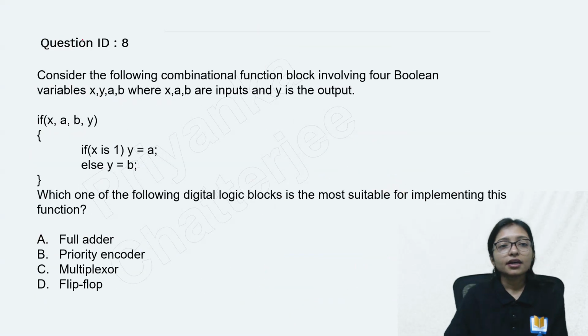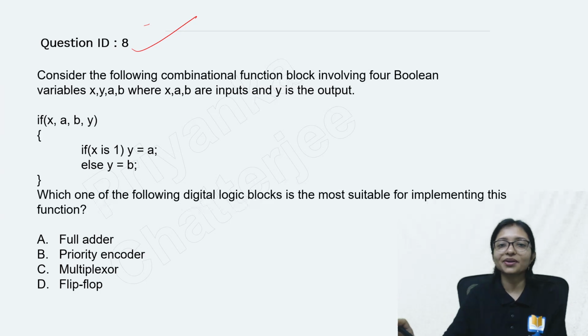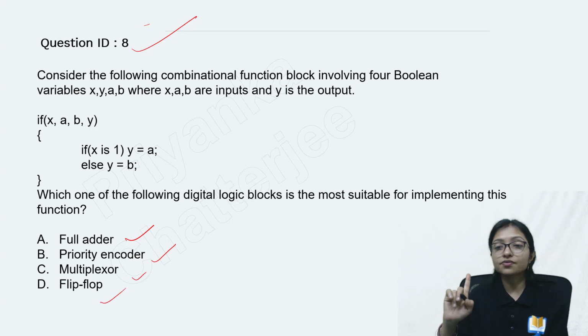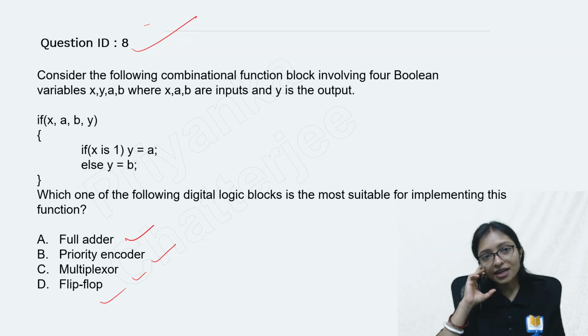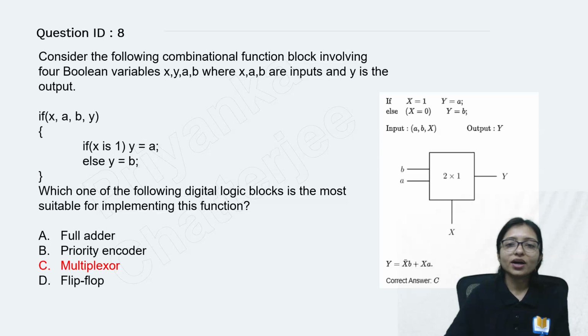Now see here this one. Whenever I am getting this one, how to do it? This is a program given like that, a simple program. Now what is this? This is half adder, priority encoder, multiplexer or flip-flop. This type of question is a very popular question where you have to apply your understanding. What is this? Simple.